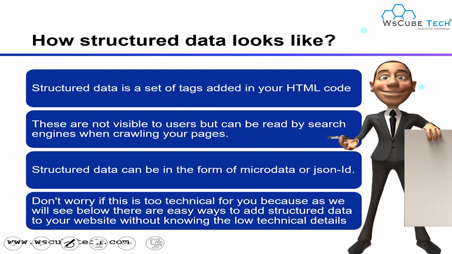Now, how does this structure look? Let me explain how Schema Markup code looks. This is just a set of tags which is added to your HTML code. These are not visible to users but can be read by search engines when crawling your pages. And the structured data can be in the form of microdata or JSON-LD. Don't worry if this is too technical for you, because as we can see here, we have very easy ways to add structured data to your website without knowing any technical details.